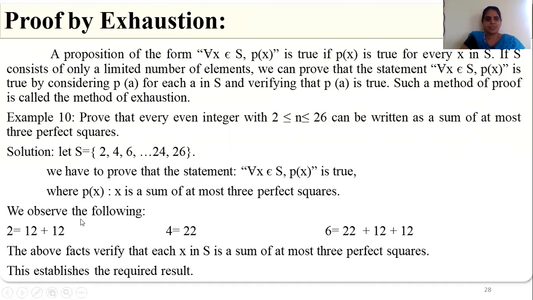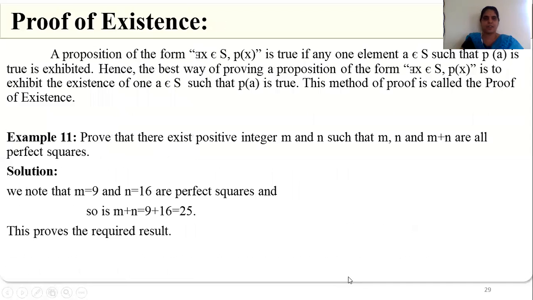We observe the following. Consider 2: 1 square plus 1 square is 2. 4 is equal to 2 square. 6 we can interpret as 2 square plus 1 square plus 1 square. The above facts verify that each x in S is the sum of at most 3 perfect squares. This establishes the required result.